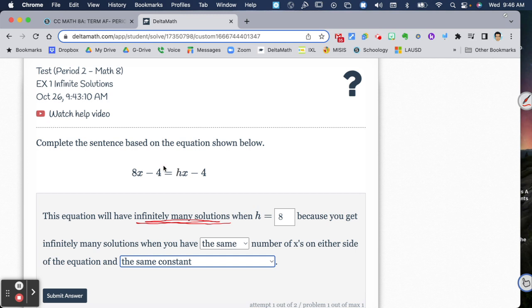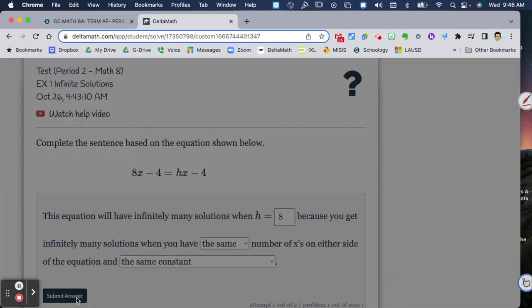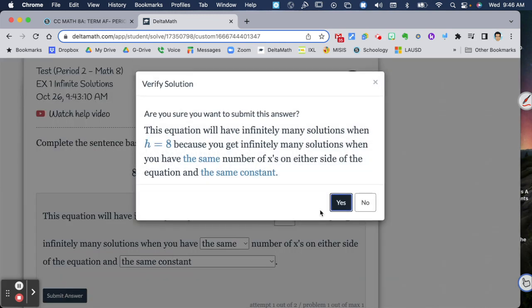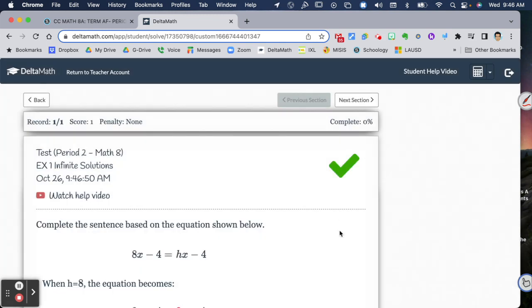Because what's going to happen is we'll have 8x here. We'll have 8x there, which means they're going to go away, and we're going to have -4 equals -4, which is a true statement, which tells us there's infinite solutions. So let's test it out. This is what we want to answer when we have infinite solutions. Okay, that looks good. We got it.